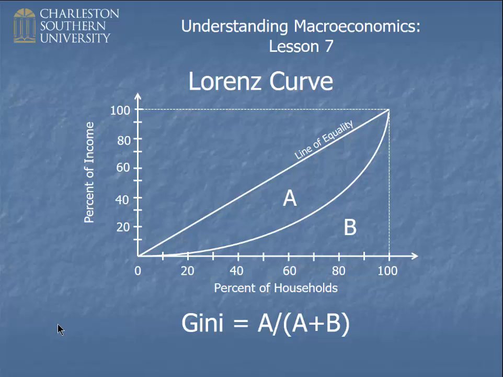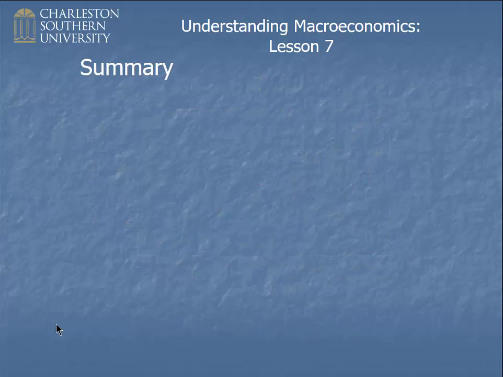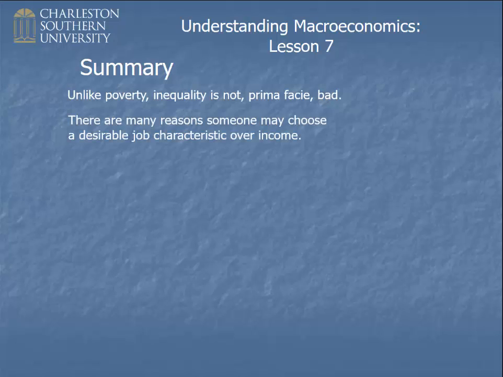Alright, so that's the Lorenz curve and the Gini index. Now let's summarize what we've covered. Unlike poverty, inequality is not prima facie a bad thing. Some people think it's a bad thing and others do not. There are many reasons that someone may choose a desirable job characteristic over income, and we listed many of those in an earlier slide. And if they choose those characteristics, their income will be less.